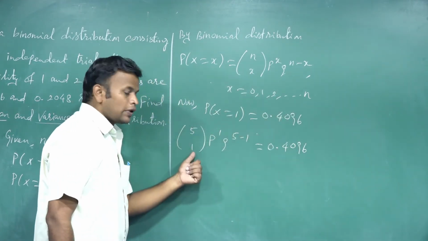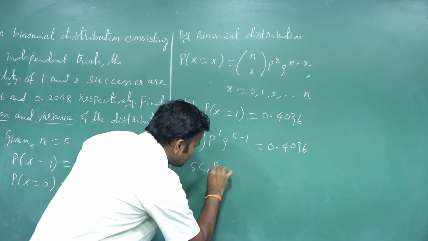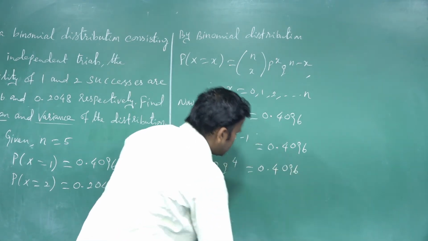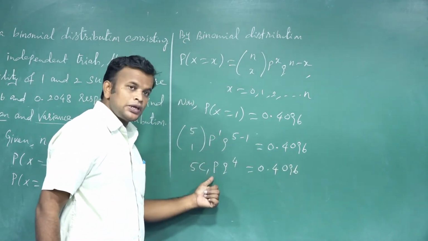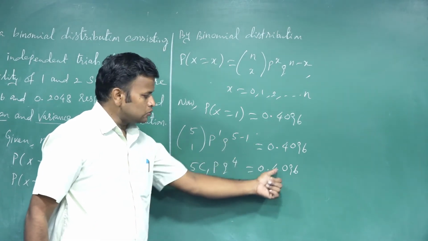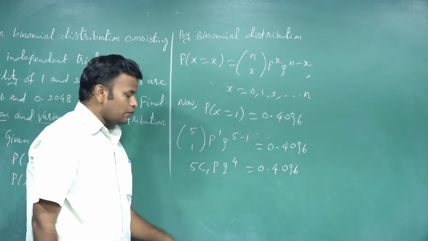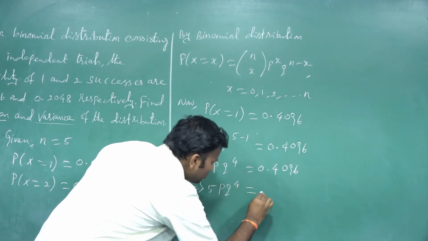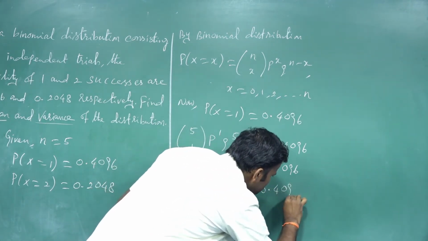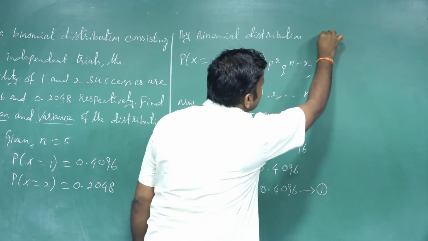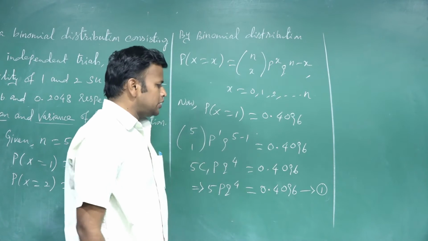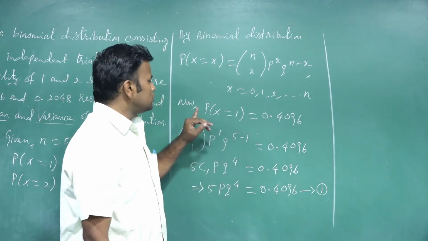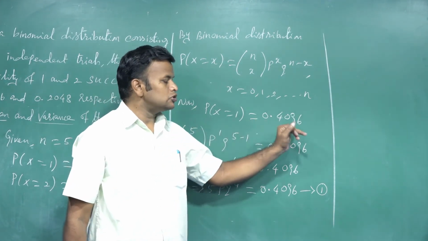But that value is given: 0.4096. We write 5C1 P Q power 4 is equal to 0.4096. P power 1 is P, Q power 5 minus 1 is 4. That value is 0.4096. We know very well the value of 5C1 is always 5. So 5 P into Q power 4 is 0.4096. We need this equation, so we put it as the first equation. Now we have used one value, P of x is equal to 1 is equal to 0.4096.